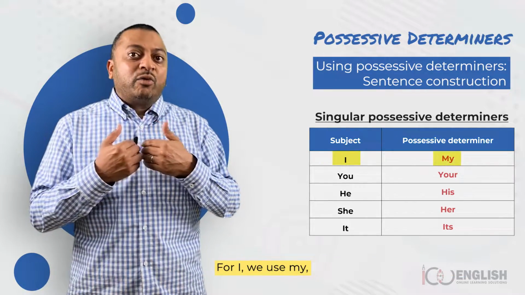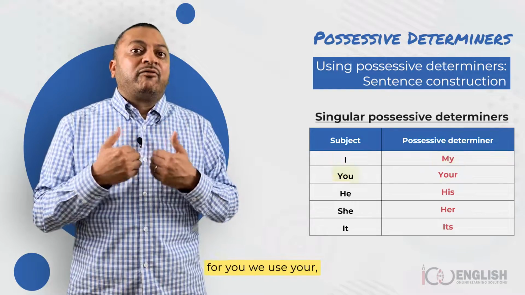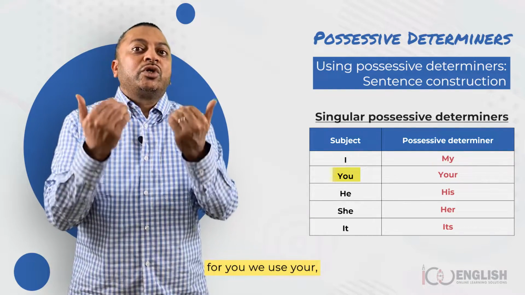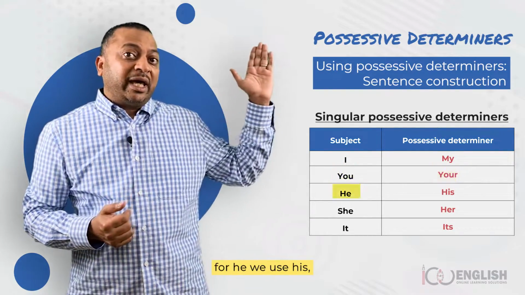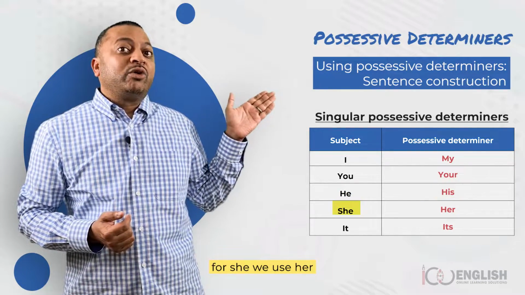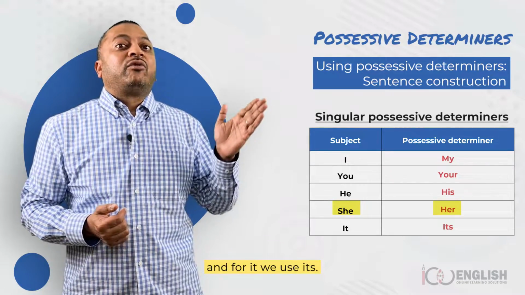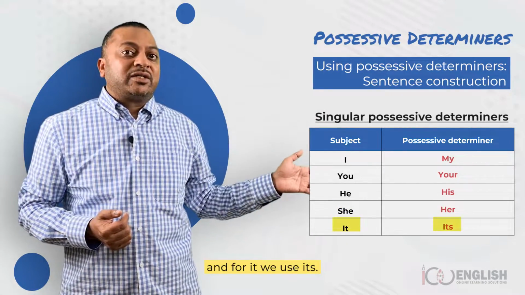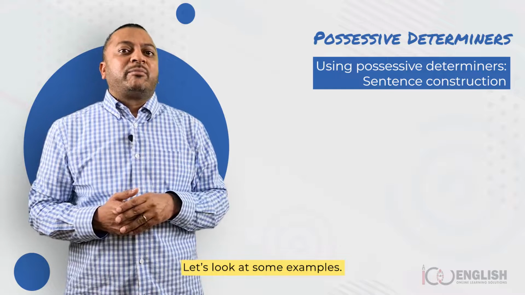For I, we use my. For you, we use your. For he, we use his. For she, we use her. And for it, we use its. Let's look at some examples.